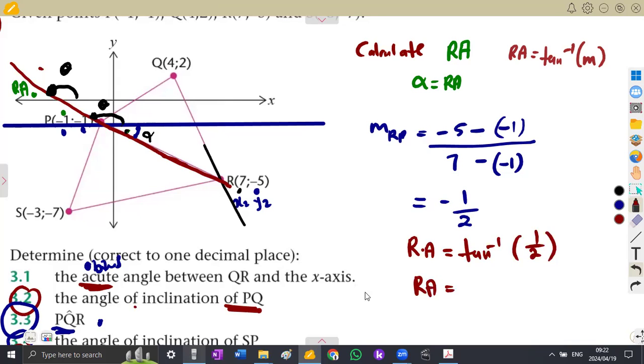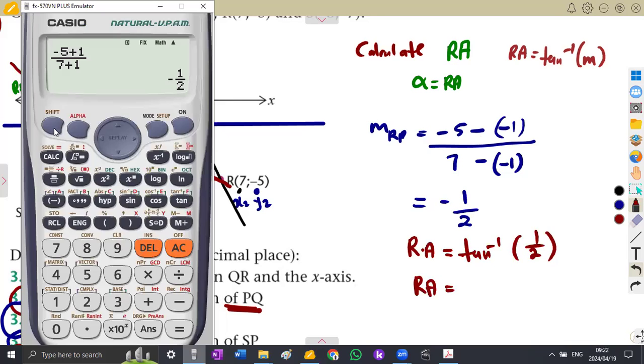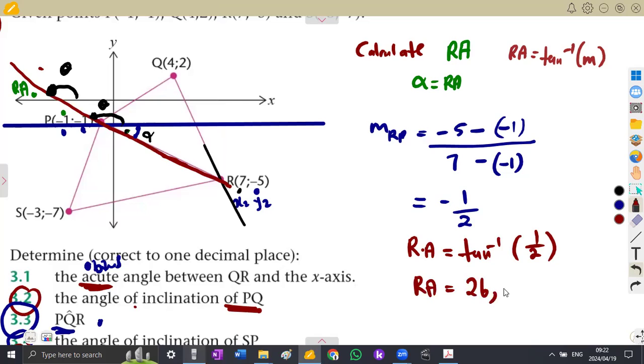You ignore the negative that you are given there. So that is arctan 1 over 2 like this. All right. So arctan 1 over 2 is going to give us 26,6. So this is 26,6 degrees. So this is the angle that we are seeing here, alpha, 26,6 degrees, our alpha here.